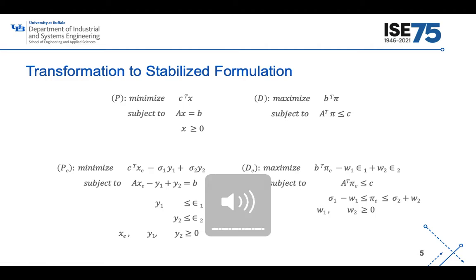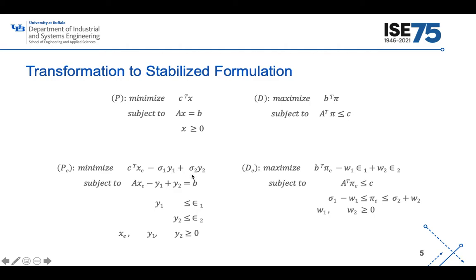So here we introduce the stabilized formulation. We're going to denote it as P subscript epsilon. You can ignore the epsilon, but I just wanted to denote it as the stabilized formulation. These x values are the same. So we introduce these artificial variables y1 and y2. They're bounded by these predetermined epsilon 1 and epsilon 2 bounds. And also these sigma 1 and sigma 2 are sort of penalizing scalars on these bounded variables.